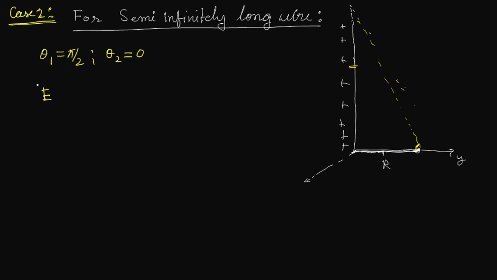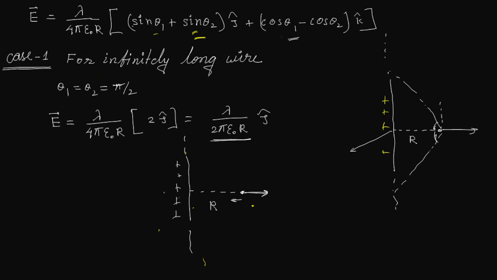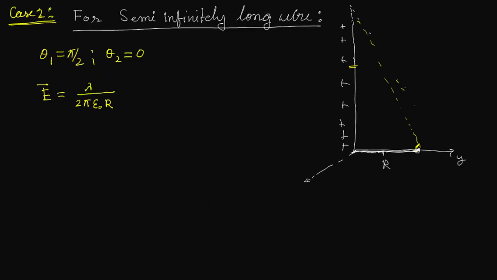E is equals to lambda divided by 4 pi epsilon naught r. Is it 2 pi or 4 pi? 4 pi. 4 pi epsilon naught r. And then this will give you j cap minus k cap.